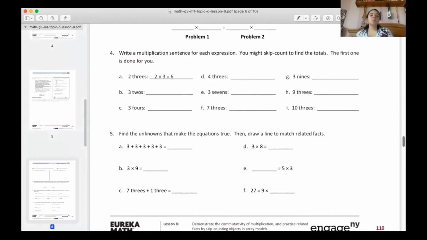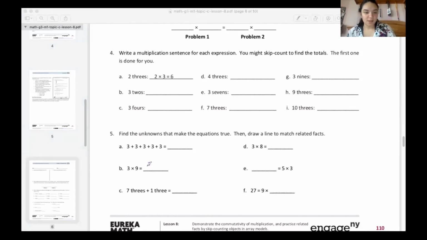All right, so number 5 says find the unknowns that make the equation true. Then draw a line to match related facts. So we're matching sides here. So 3 times 9, we're going to do that one first because we can skip count by 3s. So we're going to do part B first. So we have 3, 6, 9, 12, 15, 18, 21, 24, 27. So 3 times 9 equals 27.